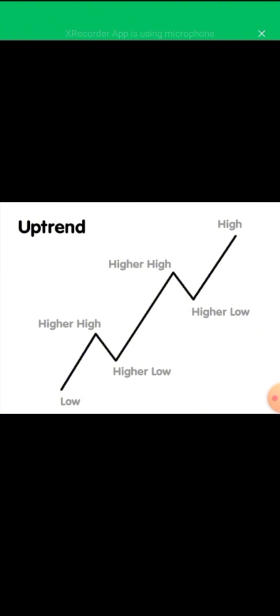From the word uptrend, something going up and up. And from the word downtrend, something going down, down and down. And sideways, it's not going up, it's not going down. That's what I'm trying to say.